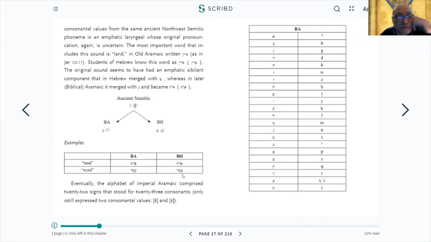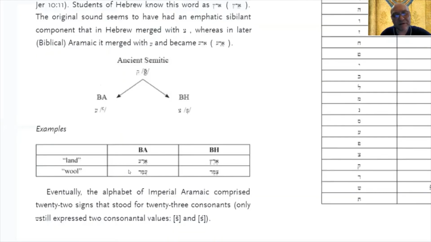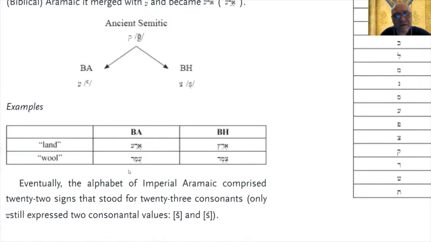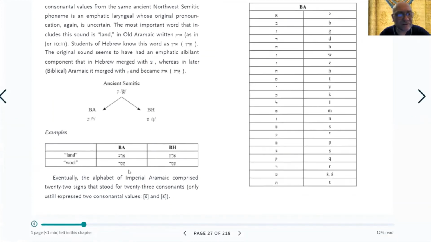Wool looks like zemed. I think that's a dalet. And this became emed. Let me get that bigger, just double check. Yeah, that's a dalet. Okay. All right, eventually the alphabet of Imperial Aramaic comprised 22 signs that stood for 23 consonants. Only sheen still expressed 2 consonantal values.